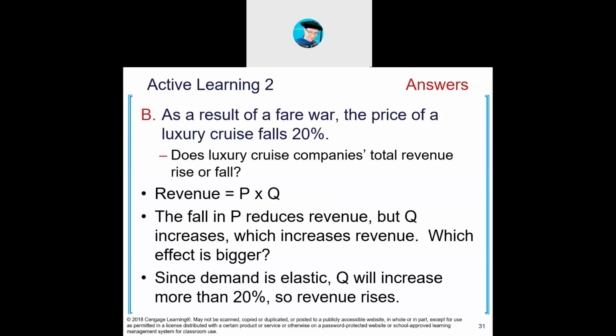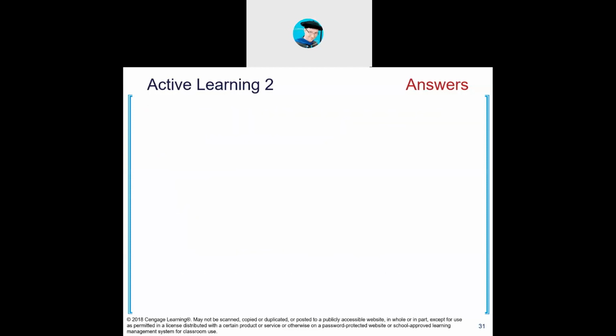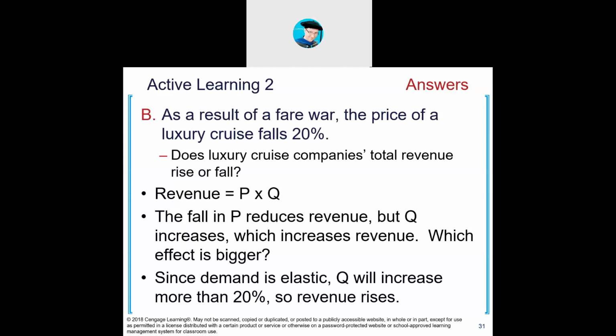Oh, I like this one. Yeah, let's look at B. B is a good one. Okay.